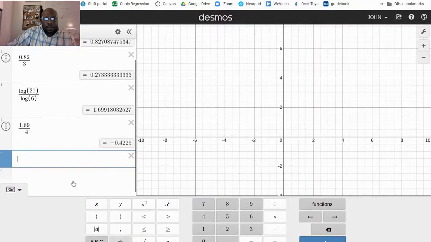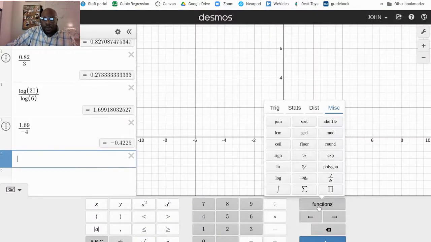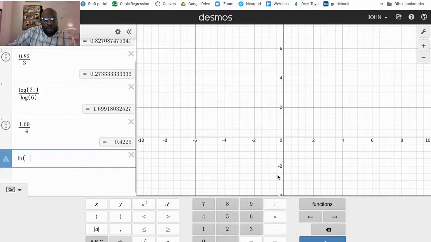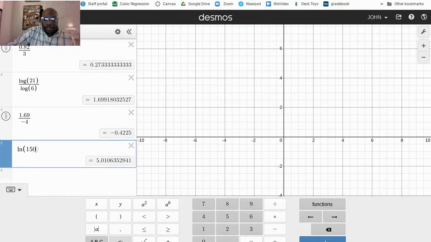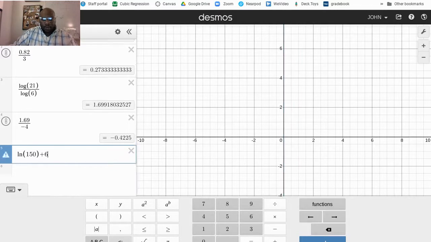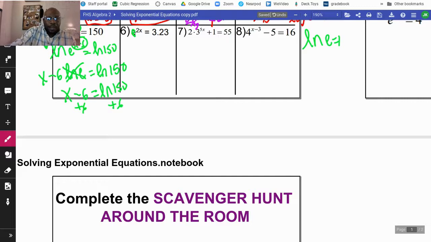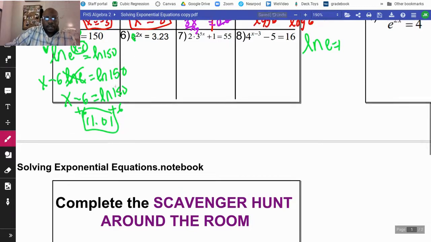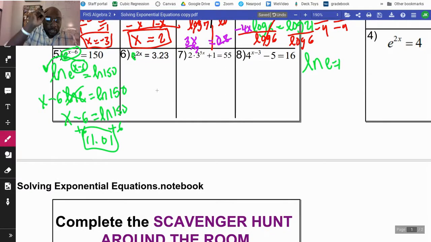Come over here. We're going to do natural log of 150. You close the parentheses, you add the 6 to it. The answer is 11.01. 11.01. You see that? All right. Now let's do number 6.